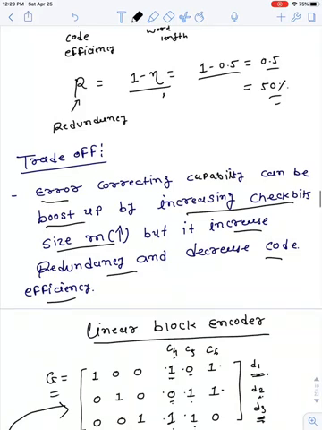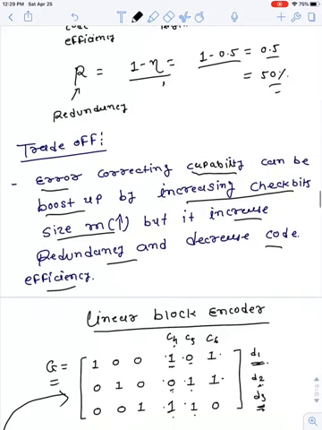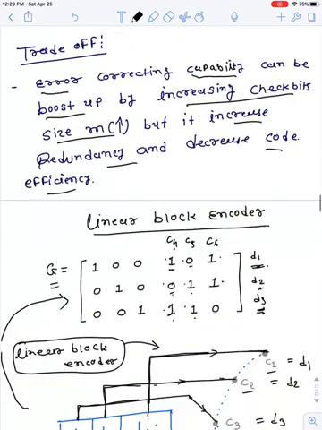So here we have a trade-off. If you want to get better error correcting capability, the number of check bits should be increased. If you increase the number of check bits which are appended to the data vector, obviously the code word length would be increased, and simultaneously the code efficiency goes down and redundancy increases. So it is a bad factor. We have to always work with this trade-off.